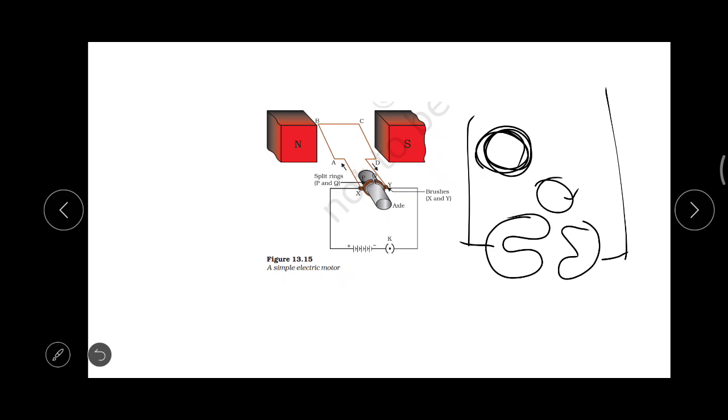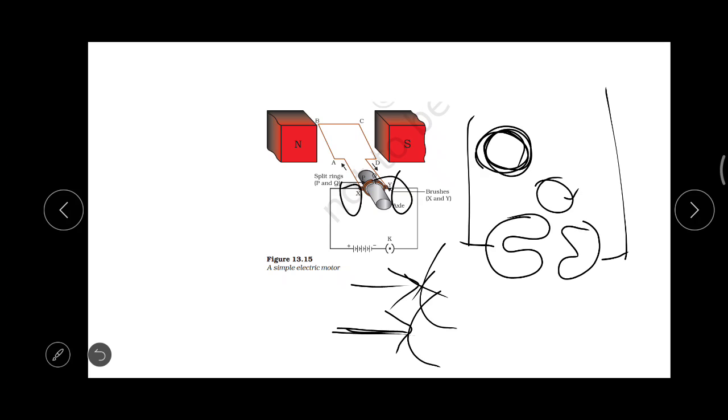The two brushes X and Y are in contact with the split rings. Actually, not in connection. There is no connection, but they are just in contact with the split rings, and the brushes X and Y are connected to the terminals of the battery. In such a way, continuous power supply to the coil can be provided with the help of the split rings and brushes.